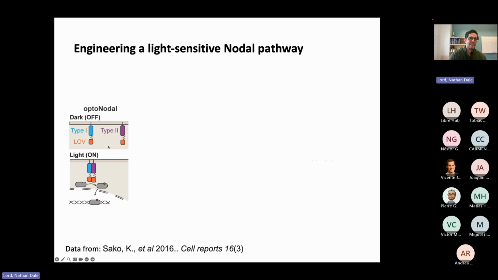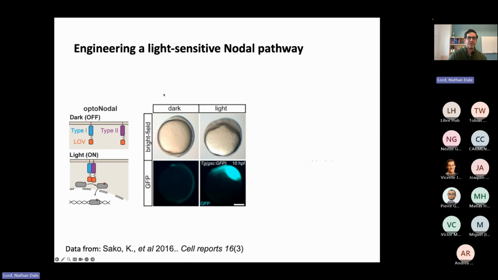And so the hope is you shine light on them, they assemble receptor complexes inside the cell, and that leads to signaling. And this works really, really well. So this is taken from their paper. If you inject these receptor RNAs into fish and you shine light on them, you get expression of this nodal-dependent transgene, or nodal-dependent reporter gene, everywhere in the fish in the light, but only where it's supposed to be in the dark.